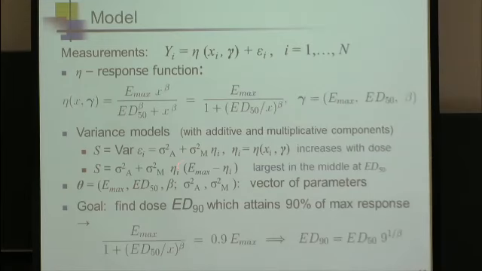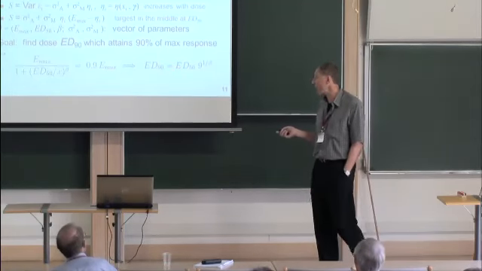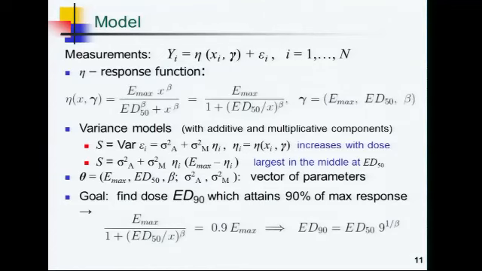The goal of the study team was to find the dose ED90, which attains 90% of maximal response. So basically, you solve this equation for dose X, and you see that at the end you get this expression for your target. And this is a nonlinear function of unknown parameters. If we want to minimize the variance of this function, we end up with a popular C-optimality criterion. And for this example, we implemented both C and D optimality.